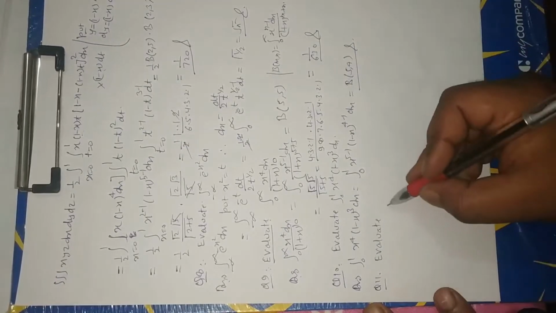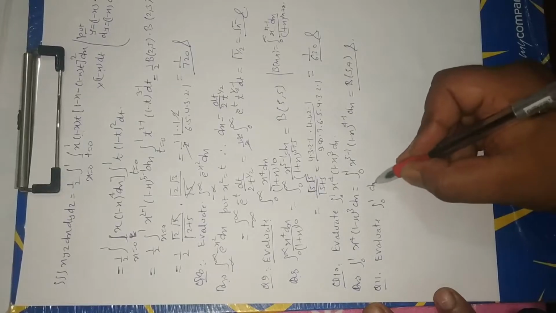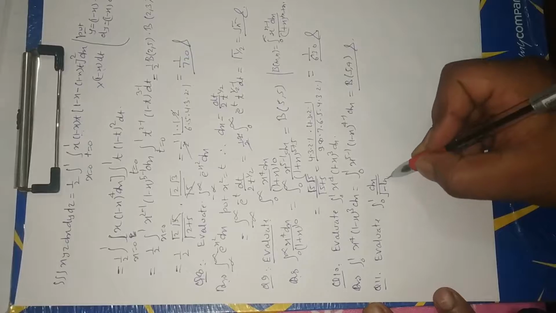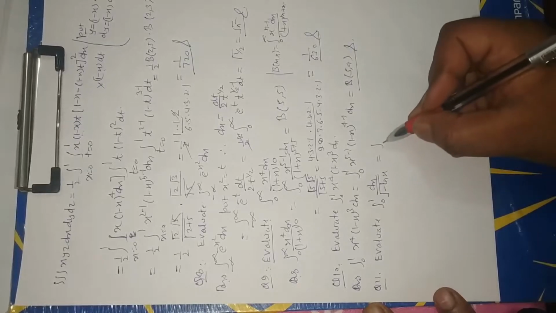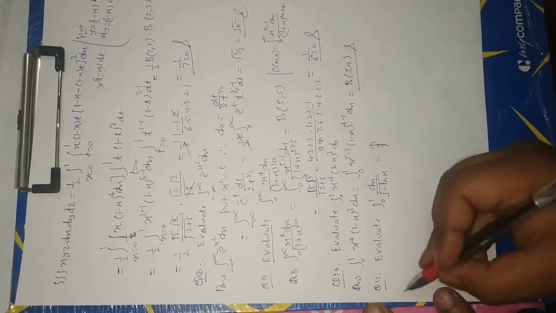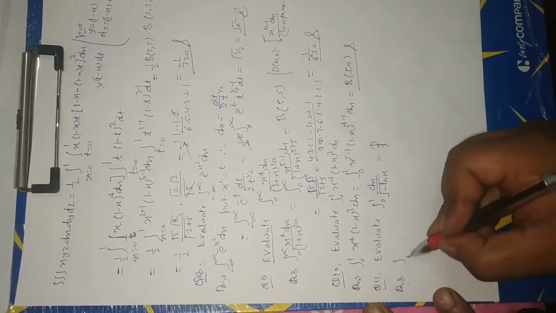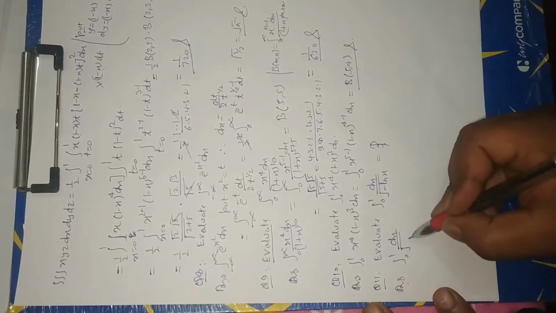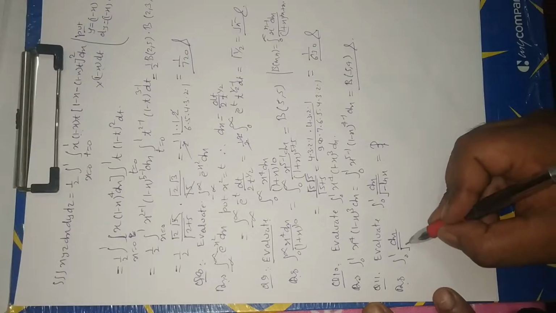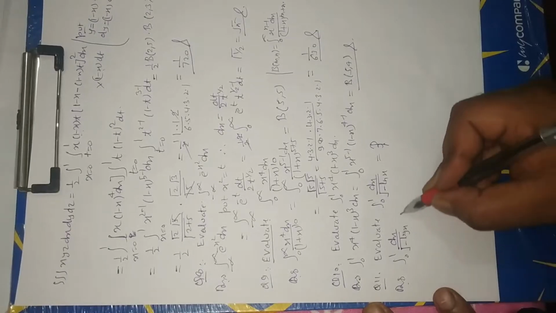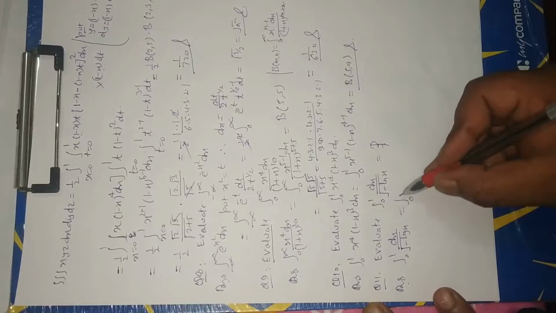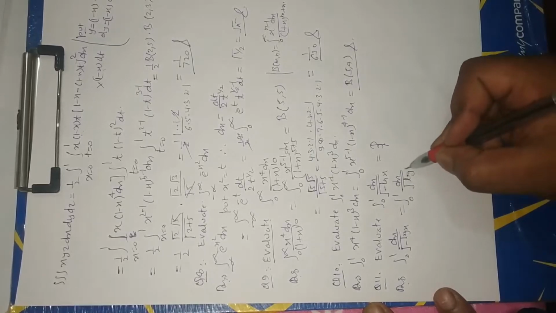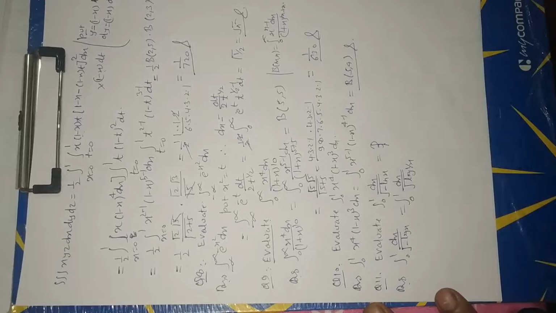Now next question, question number 11. Evaluate integral limit 0 to 1 dx upon under root minus ln x. Now answer: integral limit 0 to 1 dx upon under root minus log x. This is equal to integral limit 0 to 1 dx upon under root log 1 upon x.